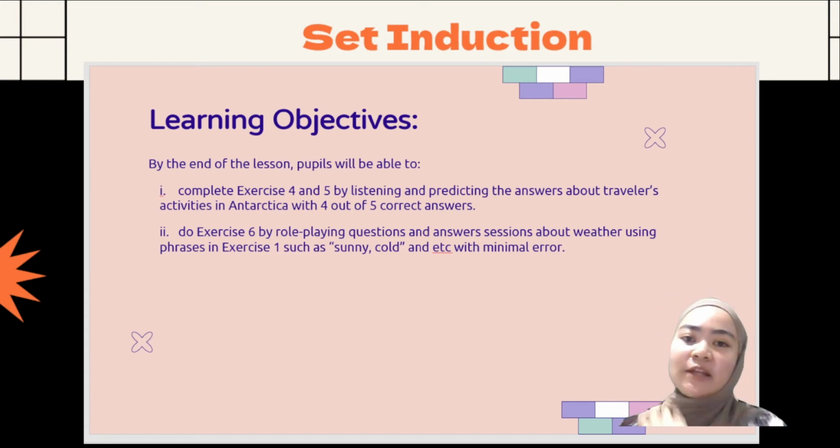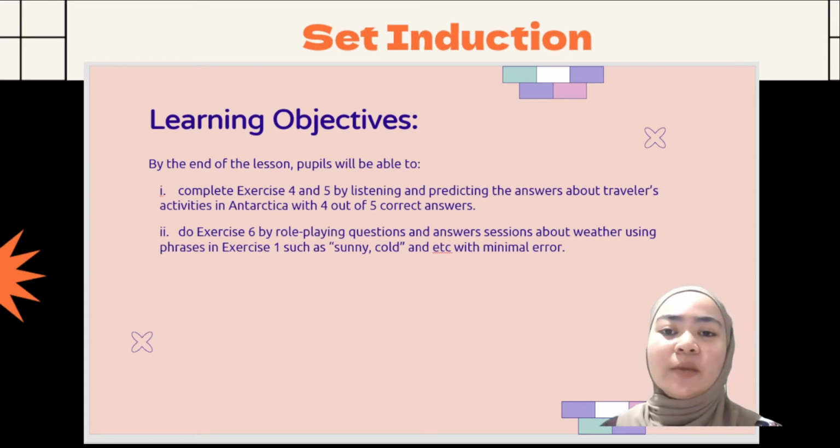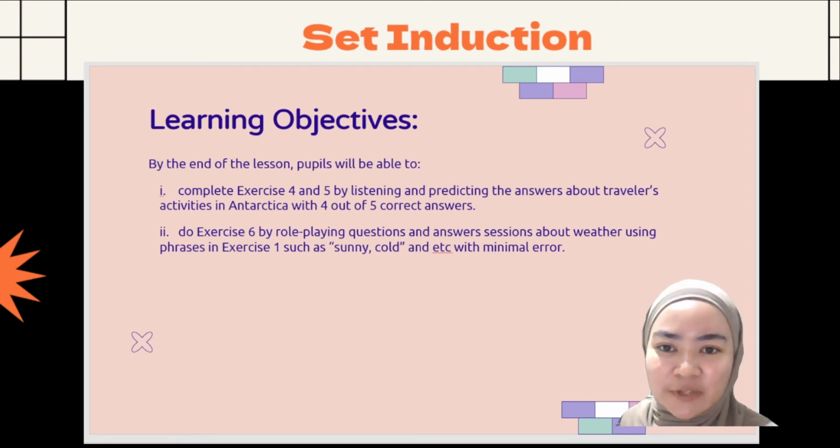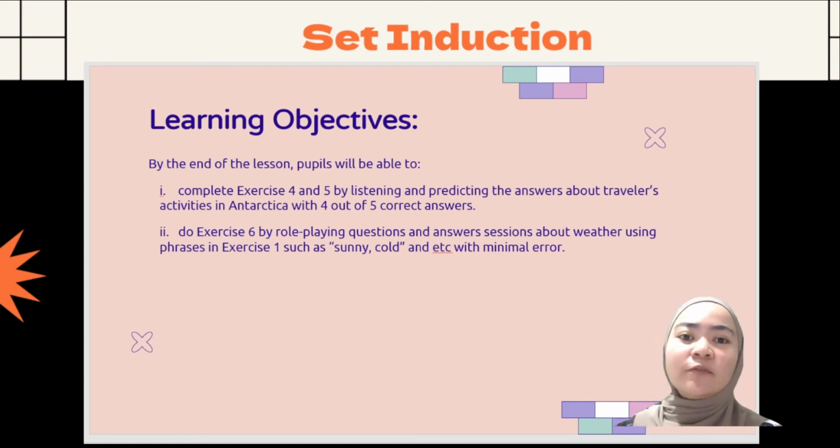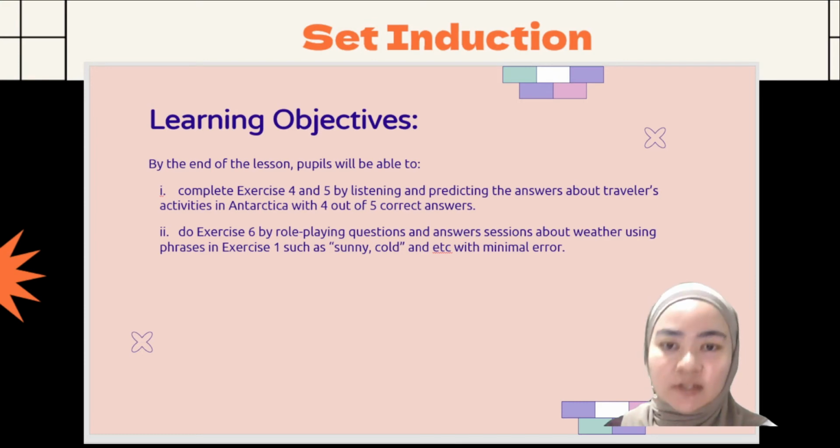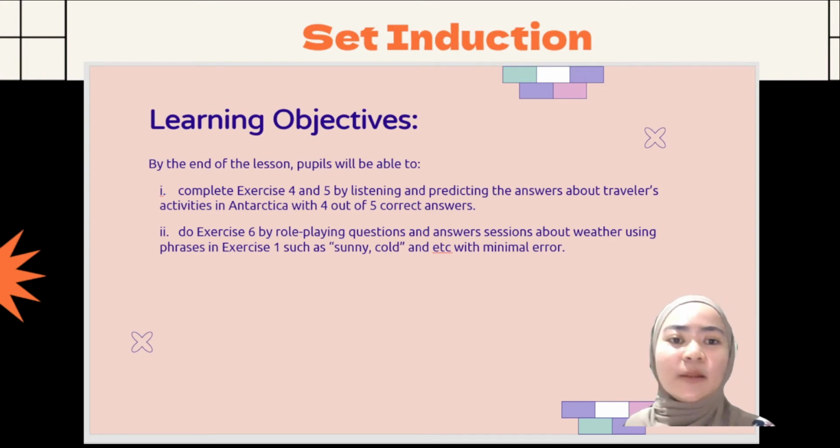By the end of the lesson, you will be able to complete exercises 4 and 5 by listening and predicting the answers about travelers' activity in Antarctica with 4 out of 5 correct answers. And do exercise 6 by role-playing question and answer sessions about weather using phrases in exercise 1 such as sunny, cold and more, with minimal error.